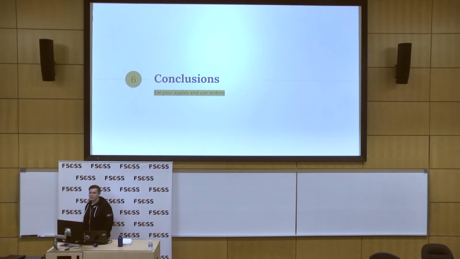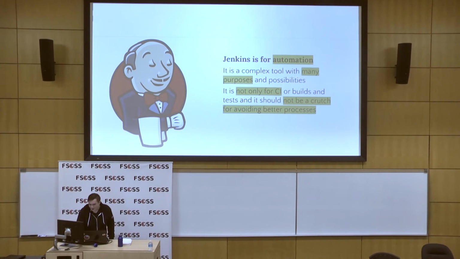Okay, so let's deal with some conclusions here. The biggest one: eat your apples and use Jenkins. Jenkins is for automation. It is a complex tool with many purposes and possibilities. It can do a lot, but its main purpose is to do what the humans in your system shouldn't be. If you have an automated mess, that doesn't mean it will get any better with Jenkins. At the same rate, if you've got a human doing a very inefficient process manually, that's the same problem. That's what Jenkins is there to solve. It's not only for CI or building and testing, but at the same rate, it should never be used as a crutch for avoiding better processes that should be wrapped in it.